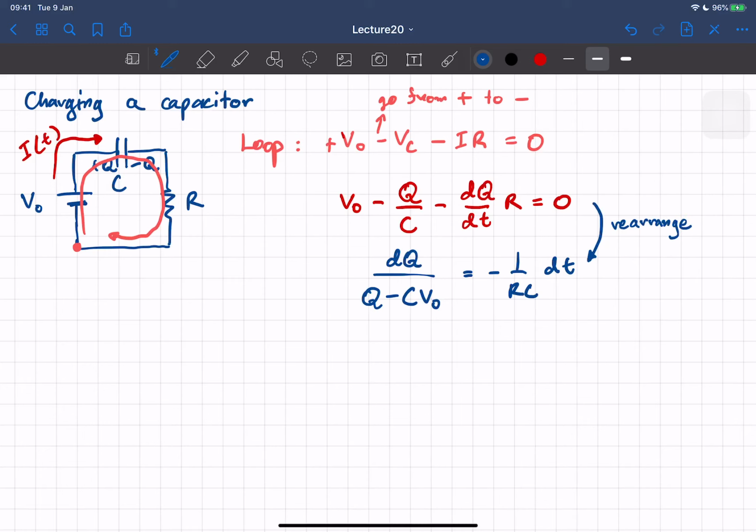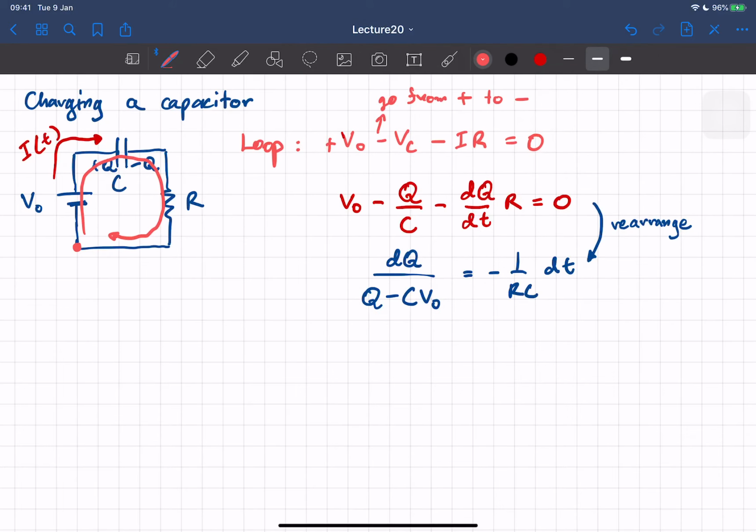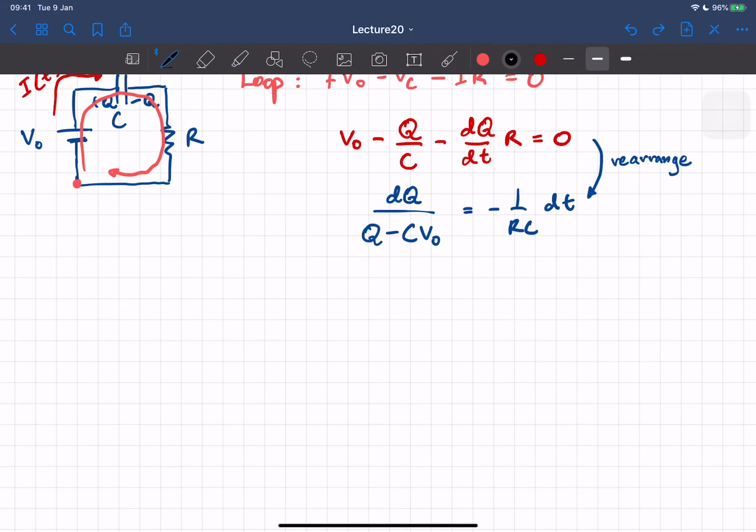But then we can integrate this, okay? The integration is kind of the same, but the limit of integration will be a little bit different. So I'm going to write it like this. So we integrate this. I'll write another line. So we integrate dq divided by q minus CV0 equal to minus 1 over RC.